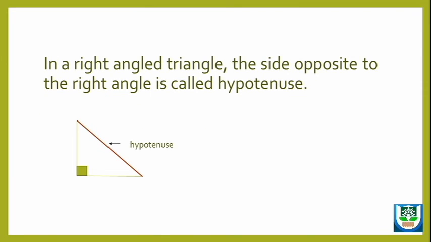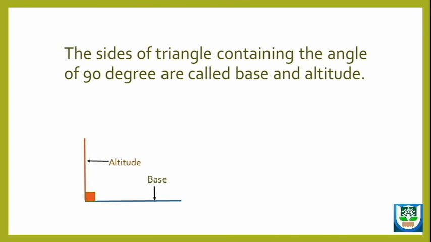In a right angle triangle, the side opposite to the right angle is called the hypotenuse. A red slanting line is the hypotenuse. Now, the sides of a triangle containing the angle of 90 degrees are called base and altitude. The red line is the altitude and the blue line is called the base.